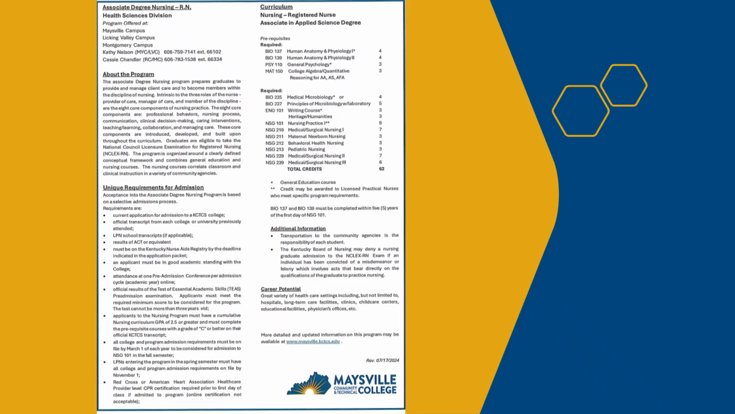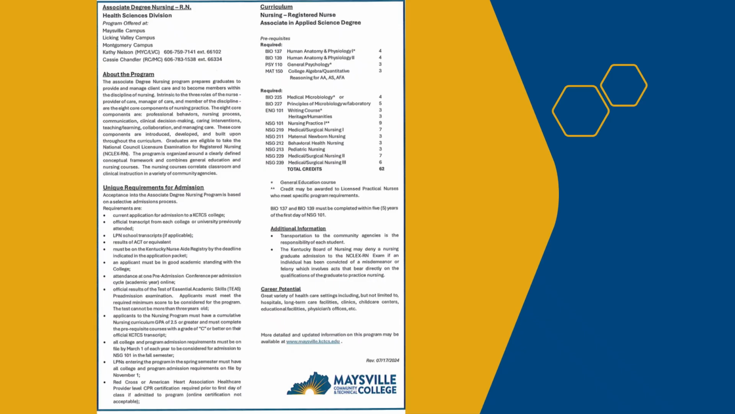You have to send your official transcripts to the registrar. We can't have copies of transcripts that you have. They have to be officially sent to the registrar so they can put them in. You also must be on the SRNA registry, the Kentucky Nurse Aid Registry. It has to be active. You must be in good academic standing with the college, and you must attend one pre-admission conference, which you are doing. We have to have official results of your TEAS examination, and you must meet the minimum score to be qualified.